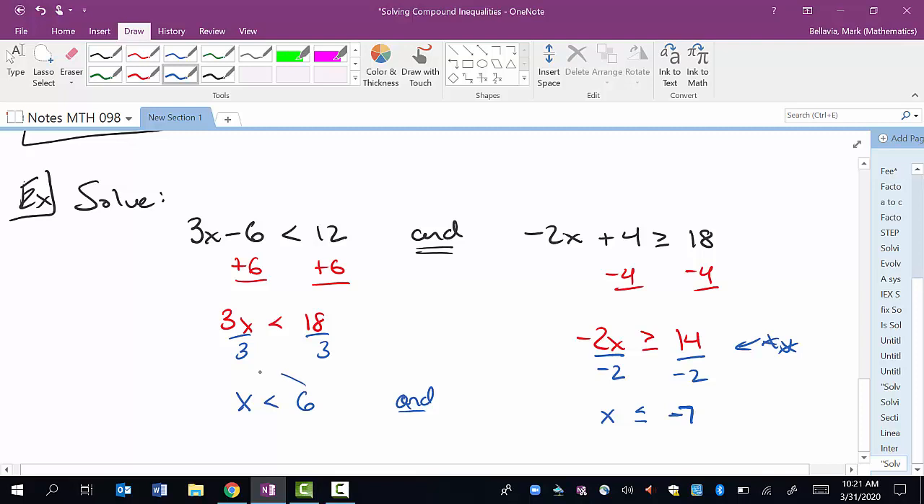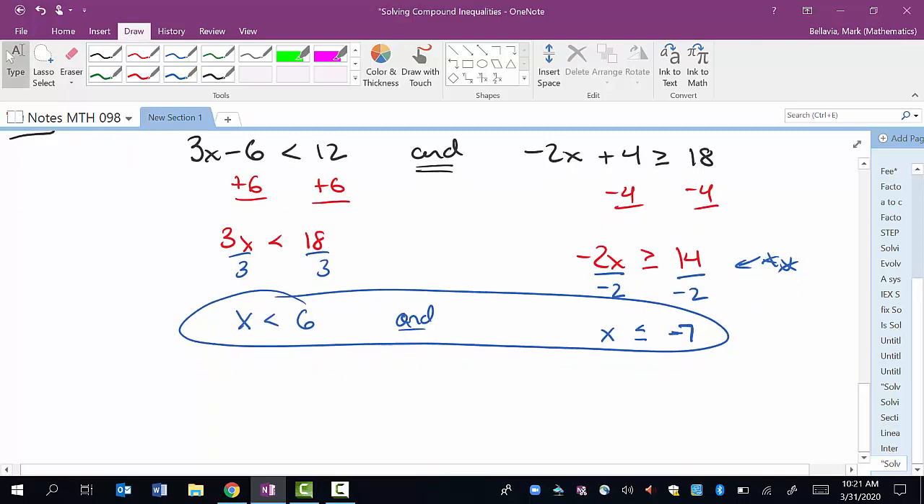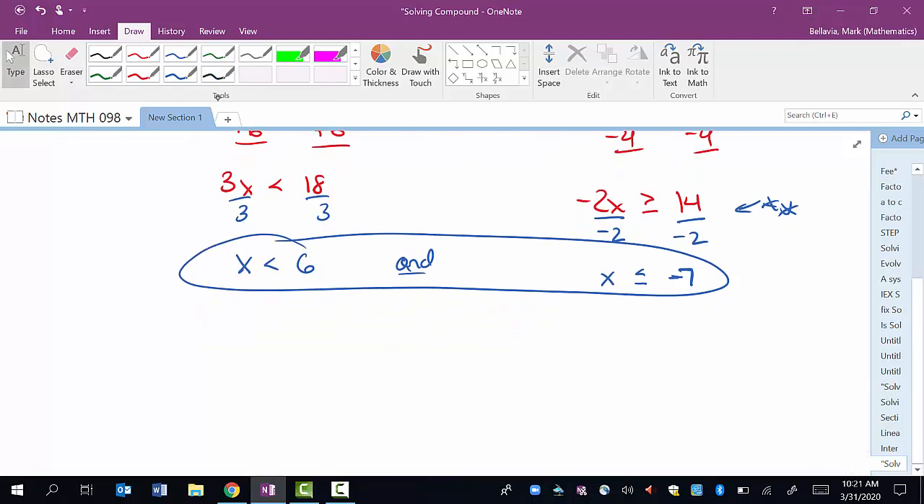And so my answer, for now, we're not done with this. We got x is less than 6 and x is less than or equal to negative 7. So, the easiest way to look at where your solution will fall is to look at a number line first, similar to what we did last time. If I was to put these both on a number line, think about what happens here. 6 and negative 7, make sure you put them in the correct order. We got negative 7 here. We've got 6 here.